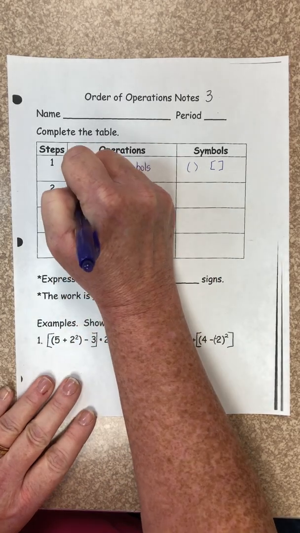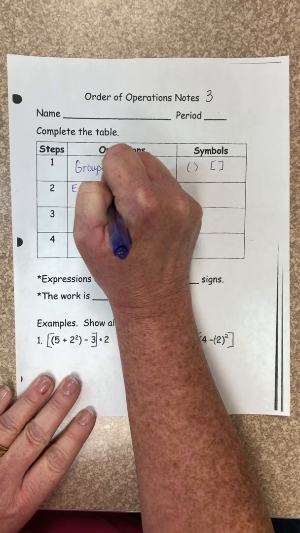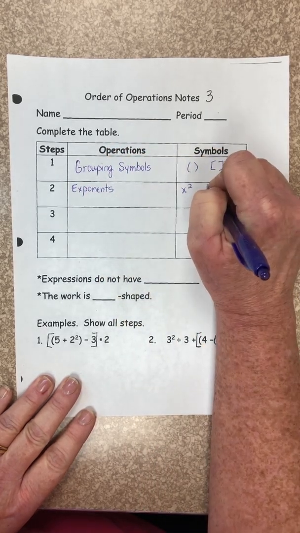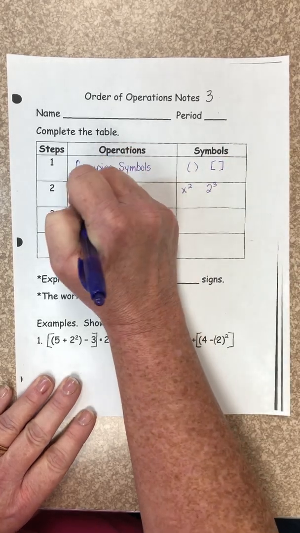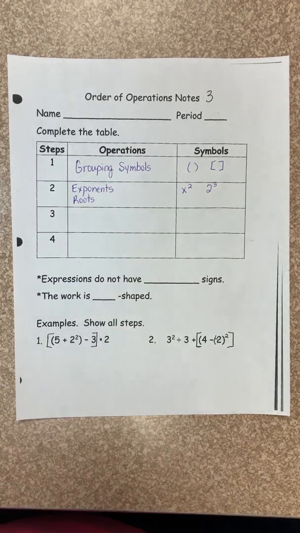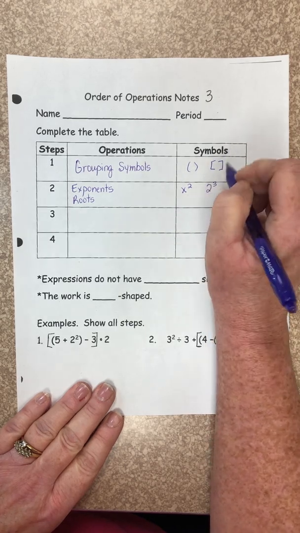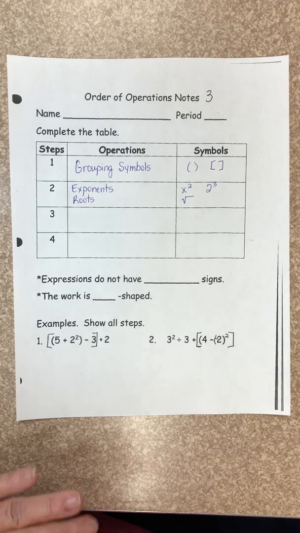Step 2, we're looking for exponents, for example the 2x squared or the 3 cubed. We're also looking for roots. Now, chances are you're not going to find roots in 6th grade, but you will need it in the upper grades. The most common root is the square root.